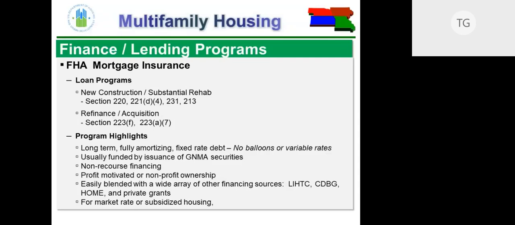And FHA programs exist for renters of all income ranges. And so we have market rate projects, and then again, we can pair the program with subsidized housing as well. And with tax credits, you have housing for low-income individuals, but there's not direct subsidy.